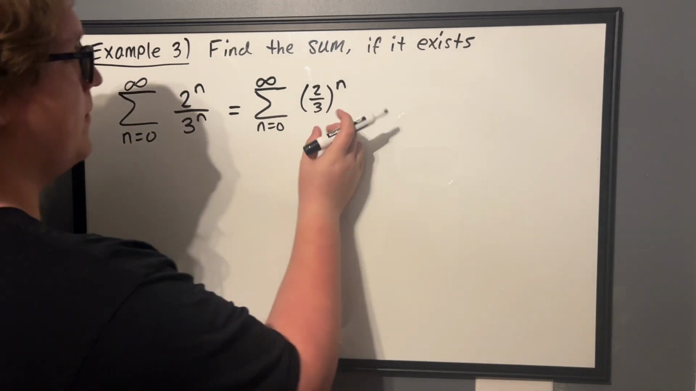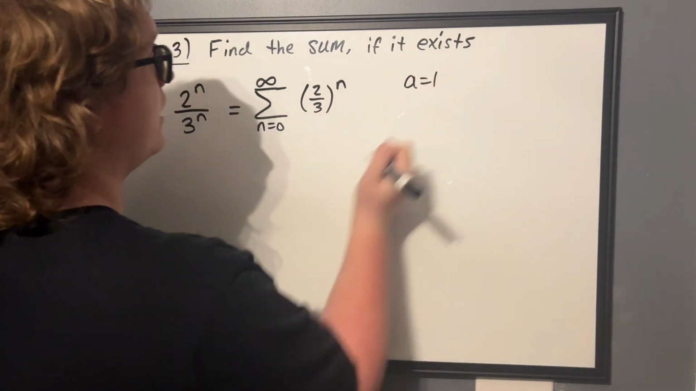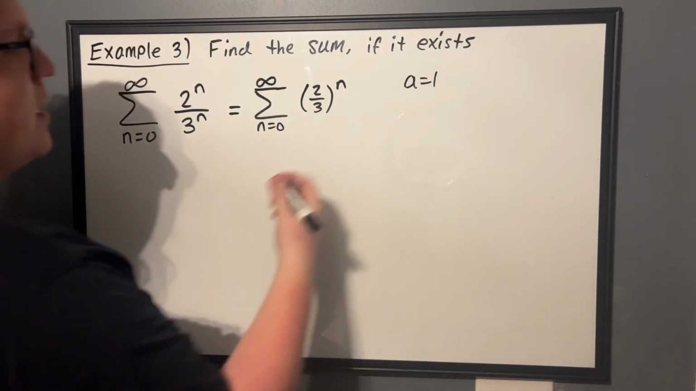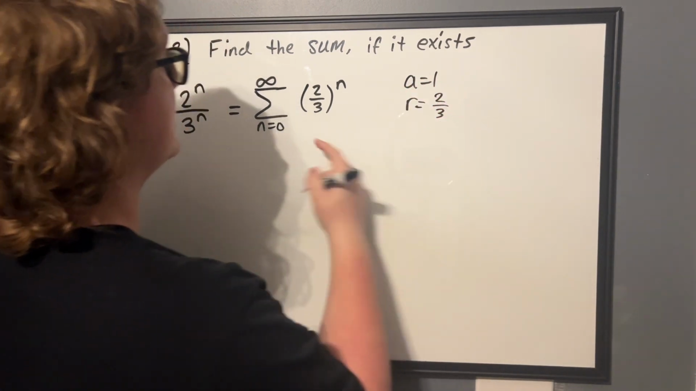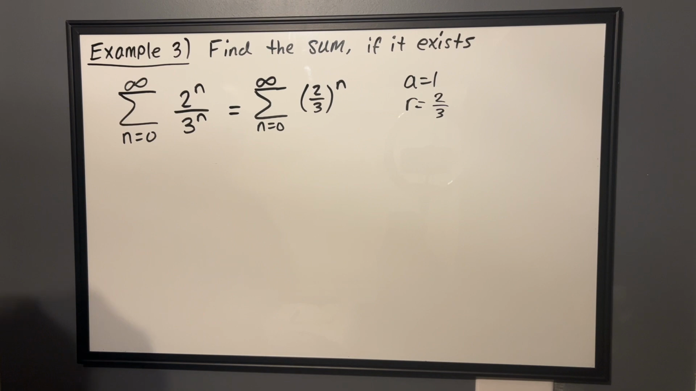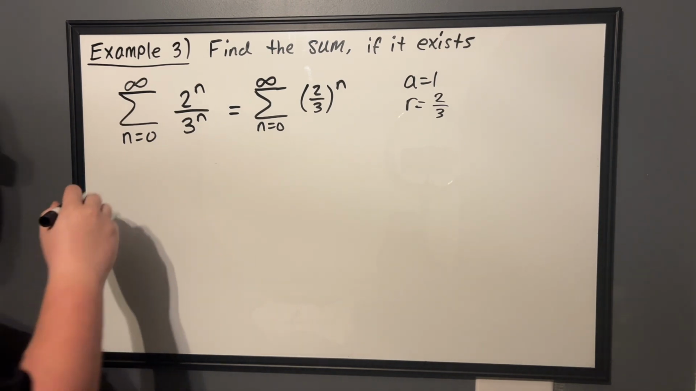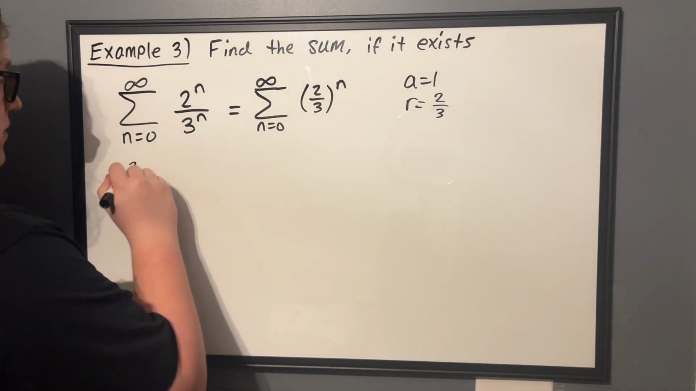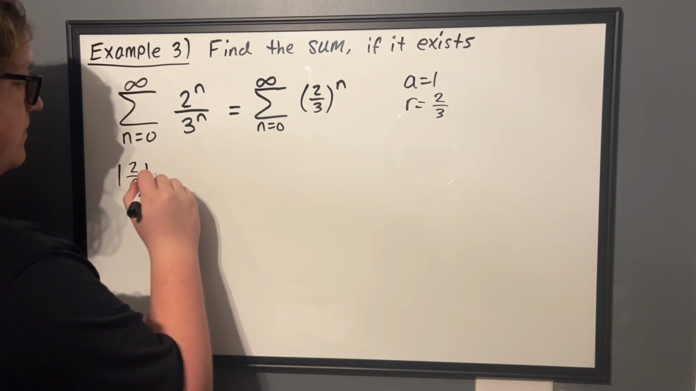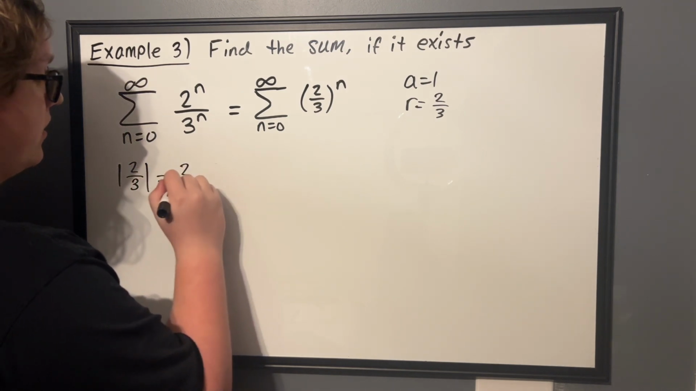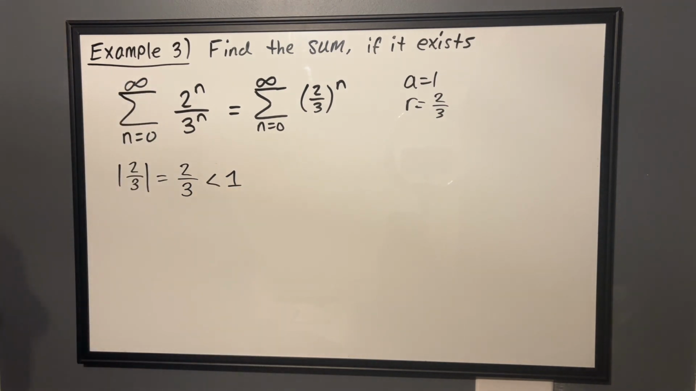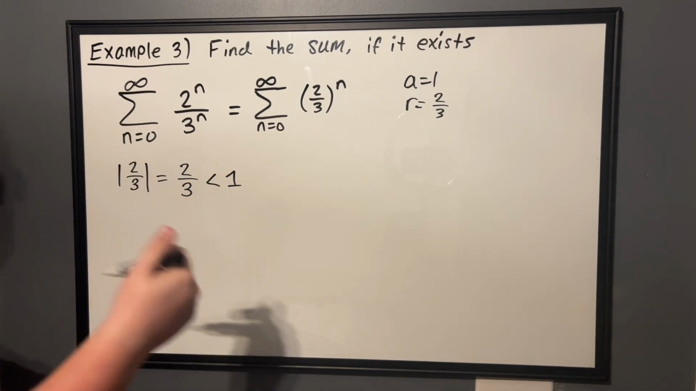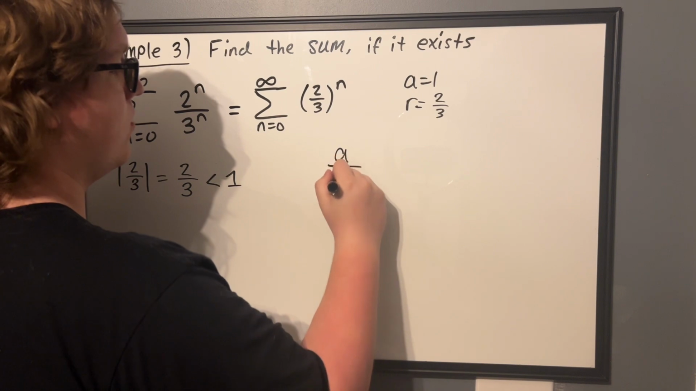So of course now, we're going to have a equals 1, right? There's nothing out in front of here. And we have r is equal to 2/3, because that is the thing raised to the nth power. Now again, we need to show that the absolute value of 2/3 is equal to 2/3, and that is less than 1. So we know that this series is going to converge, and we need to use the a over 1 minus r formula.